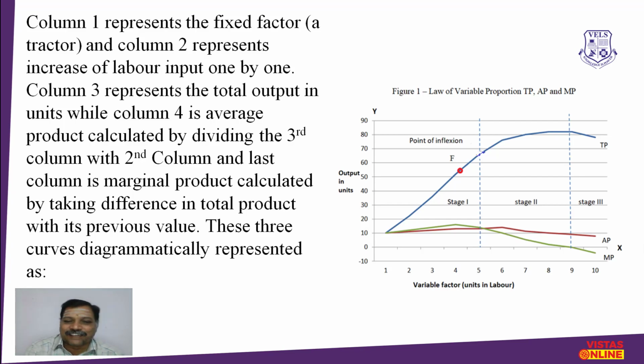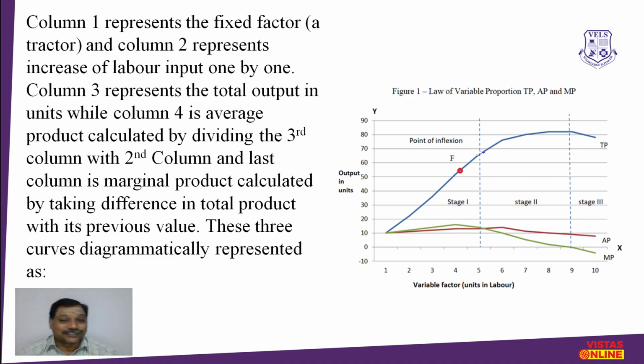When we measure the variable factor, number of labors, on the x-axis and the output on the y-axis, then the values of total production, marginal production and average production will be plotted. So where is the point of inflection? The point of inflection is coming when the fourth labor is employed.